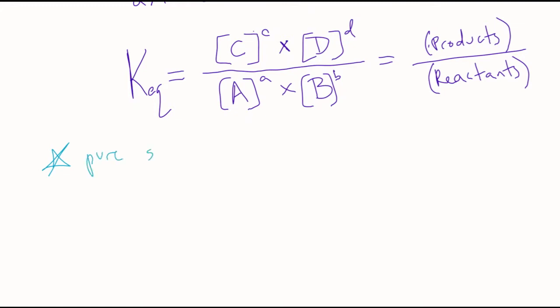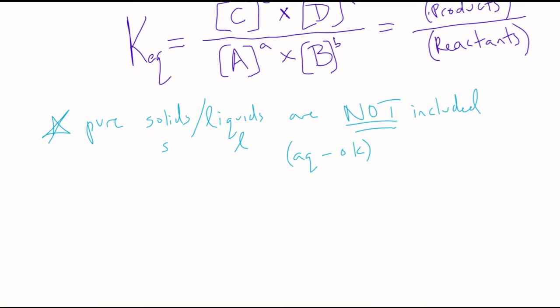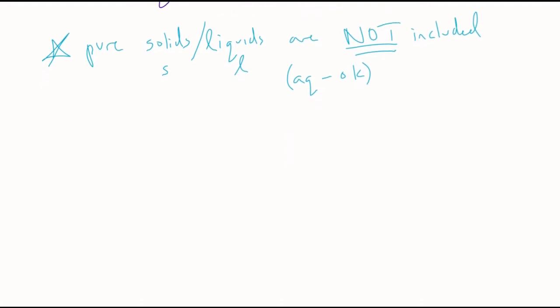When you're doing these kinds of equations with all the different elements, pure solids and liquids are not included. So in your equation, if you have water, H2O, you would not use that. Basically, just look at the chemical symbol, and you do not use solids and liquids that are pure. We're only going to be using gases, as well as aq for aqueous. Those are okay.